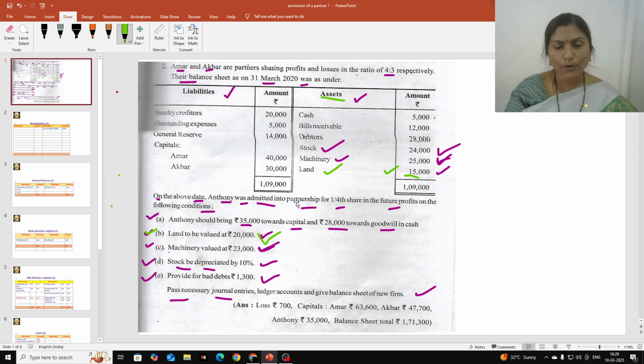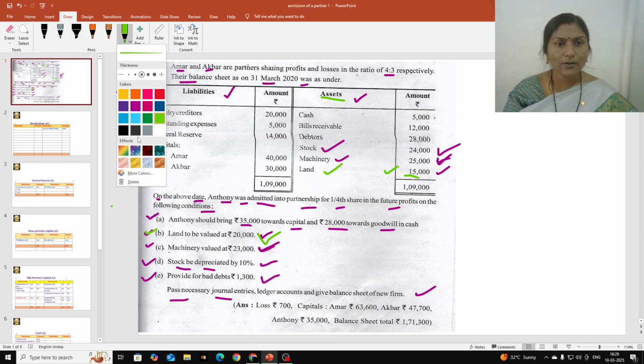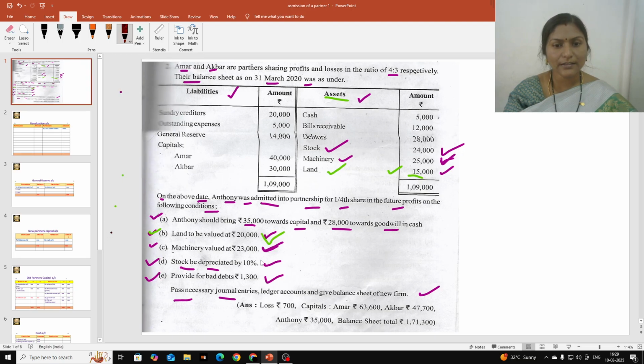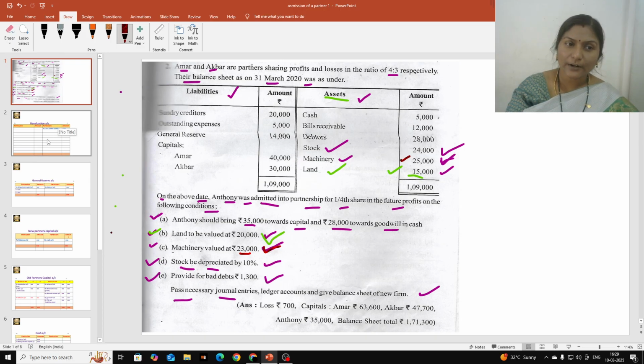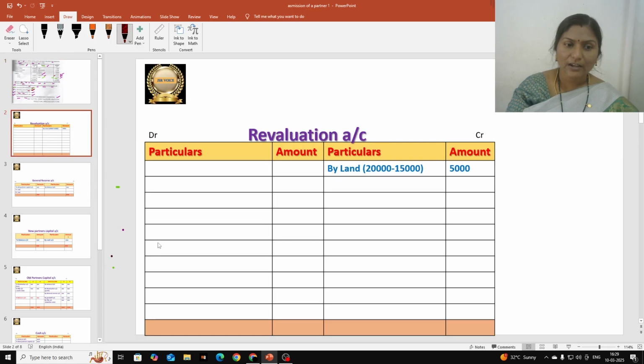If you check, the C point is: machinery valued at 23,000. So the present value of machinery is 23,000. And what is the old value of machinery? It is 25,000. The present value is 23,000. It is decreasing by how much amount? 2,000. So we are going to record that 2,000 rupees decrease in the revaluation account. So an asset decrease we always show on the debit side of the revaluation account. Okay, let us record on the debit side.